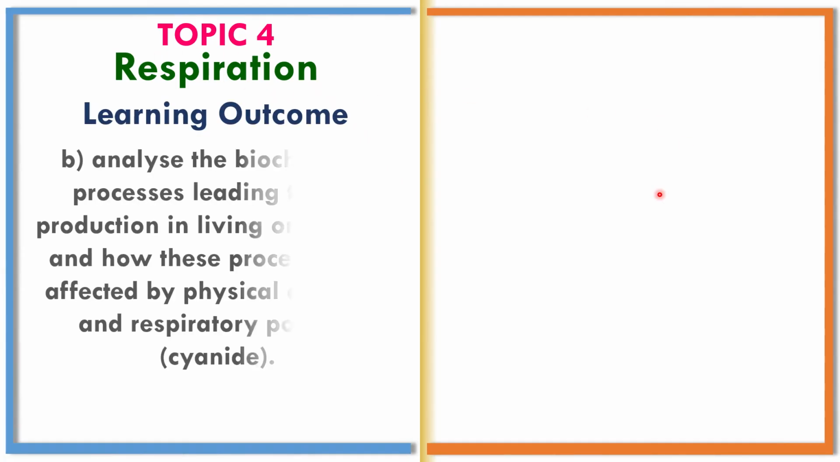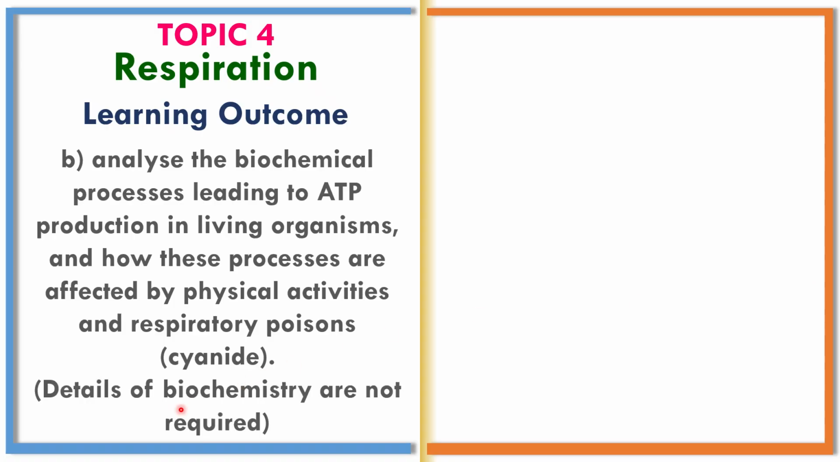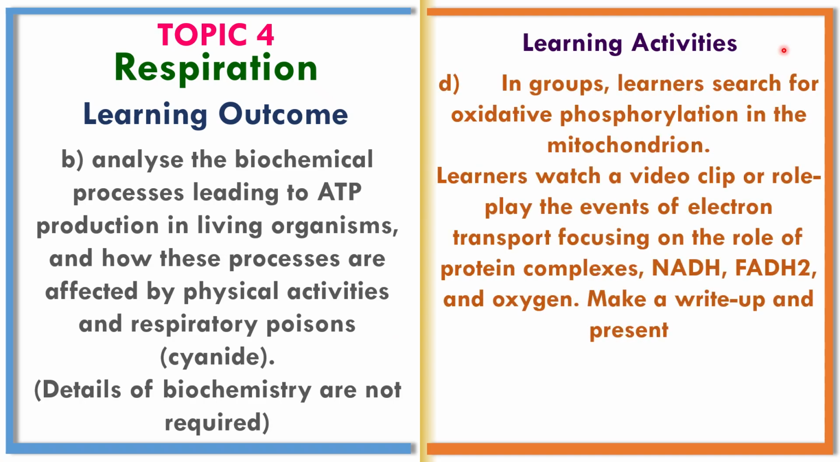Our learning outcome B. Analyze the biochemical processes leading to ATP production in living organisms and how these processes are affected by physical activities and respiratory poisons, especially cyanide. Details of biochemistry are not required. We are going to look at a learning activity D.